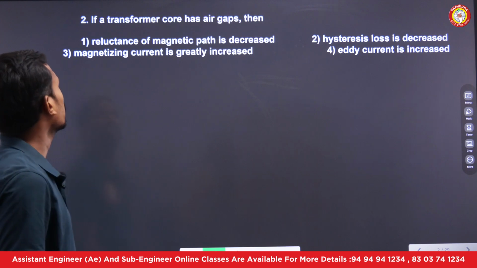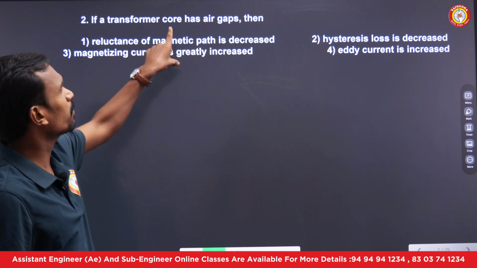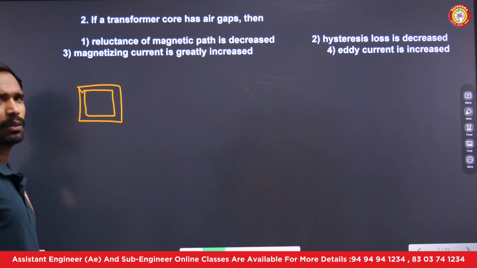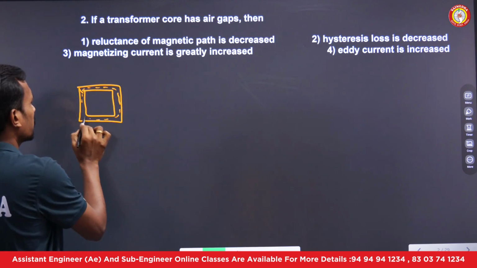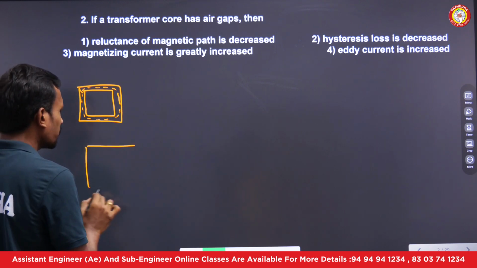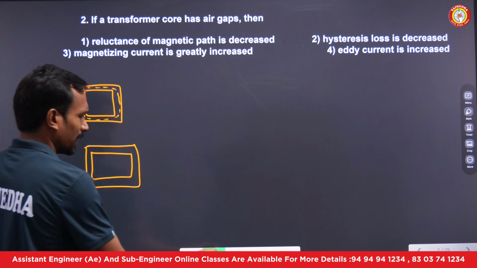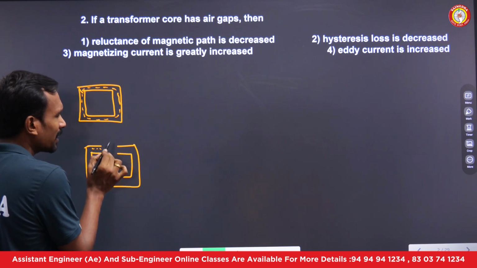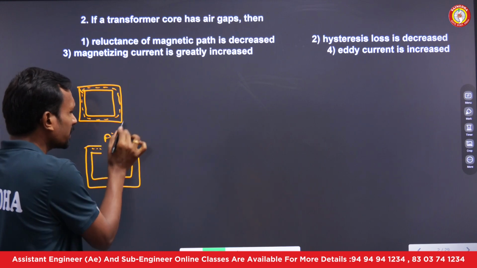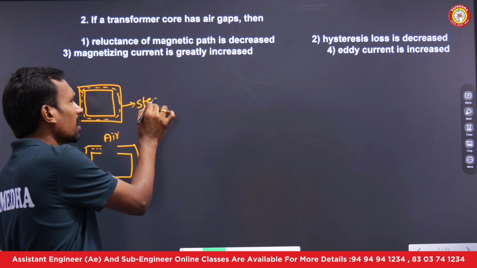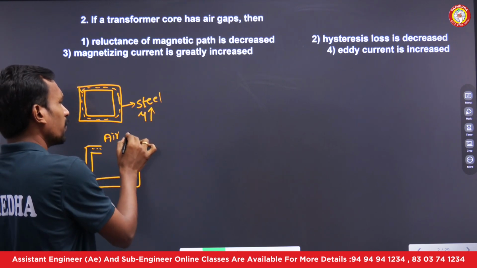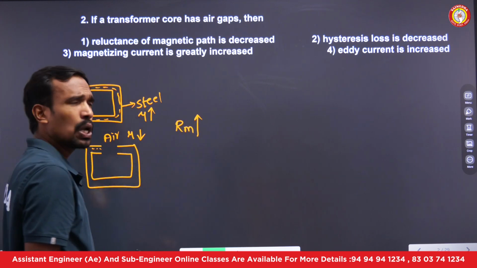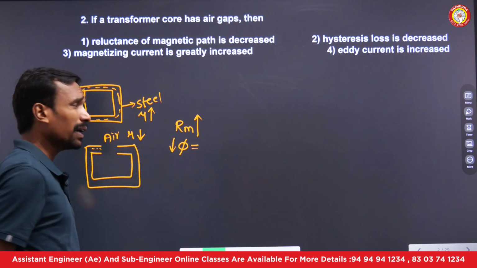Let's see this question. In a transformer, if the transformer core has air gaps, what is the meaning of this? Have a look here. For example, this is my transformer core, in which there is a low reluctance path for the flux moving in it. Suddenly in this magnetic core, if an air gap takes place like this, what will happen? Air is almost diamagnetic, and the core is steel, which is almost ferromagnetic. For ferro the permeability is maximum, for dia the permeability is minimum. So when the air gap takes place, the reluctance increases. When the reluctance increases, the flux will reduce, but we need to maintain it constant.